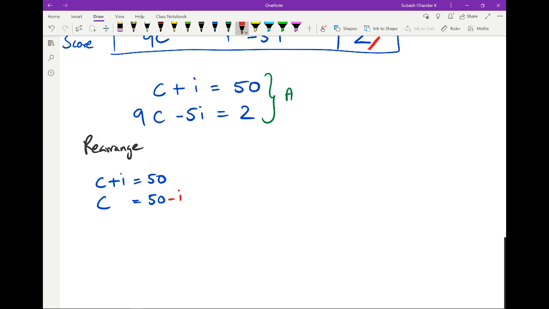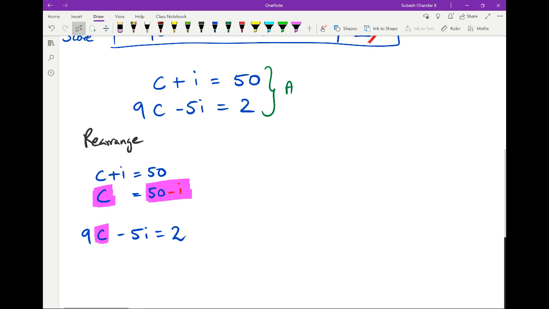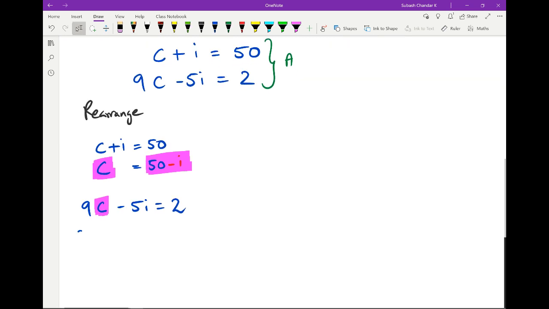All right, so once I do that, I can go to the second equation. The second equation is 9C minus 5I equals 2. Which means I've actually just said what C is equal to. C is equal to 50 minus I, so I can replace the C in the second equation with 50 minus I, and that's what I'm going to do. I'm going to rewrite this as 9 times 50 minus I. Man, this is looking a bit messy, unless I made a mistake somewhere. Yeah, we'll see what happens. Minus 5I equals 2.